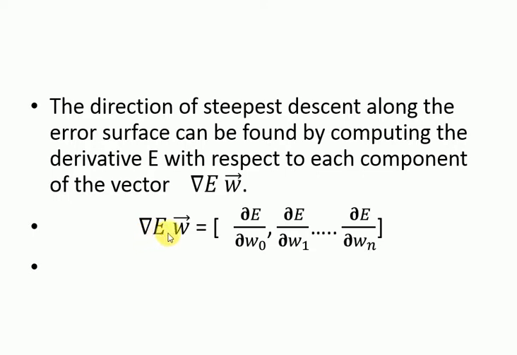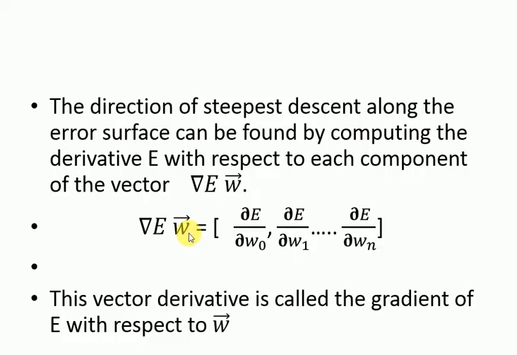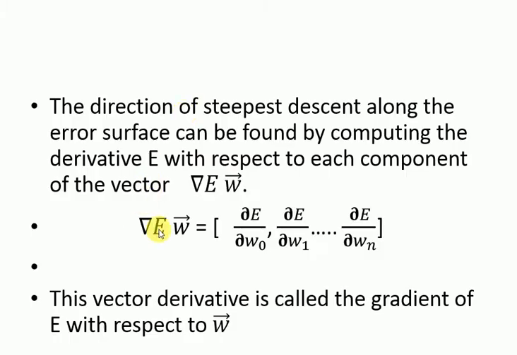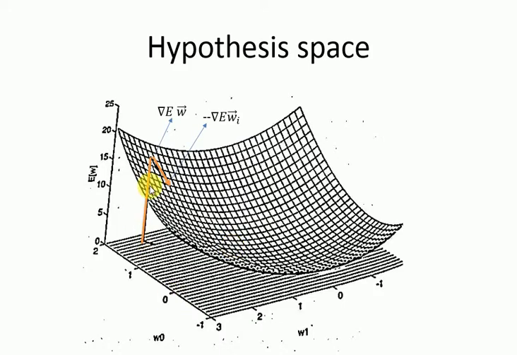So the gradient of E of w is the partial derivative of E over w0, the partial derivative of E over w1, and so on. The total of this is the derivative of E over all the weights. So this gives the derivative of E over weights, and this is the gradient of E.